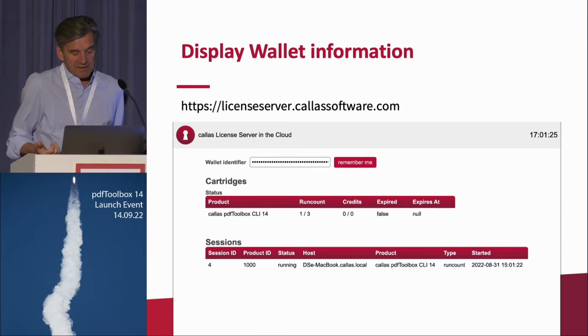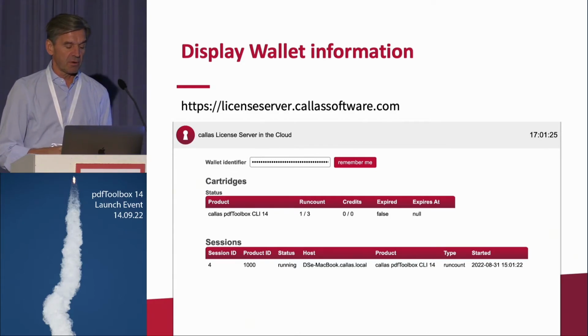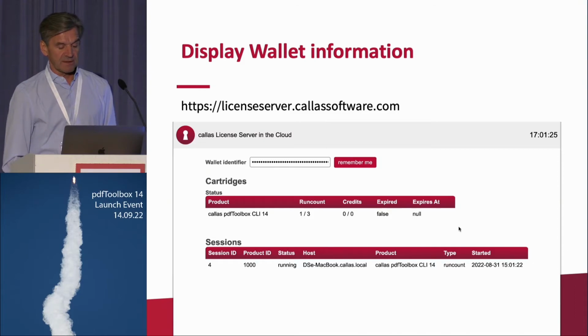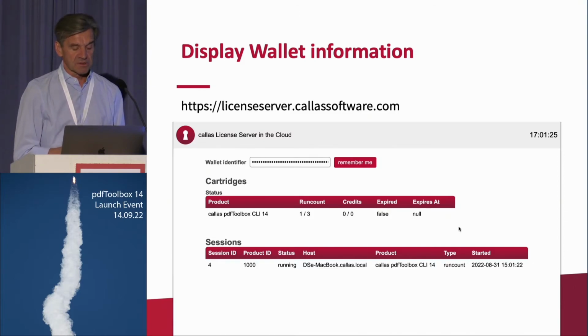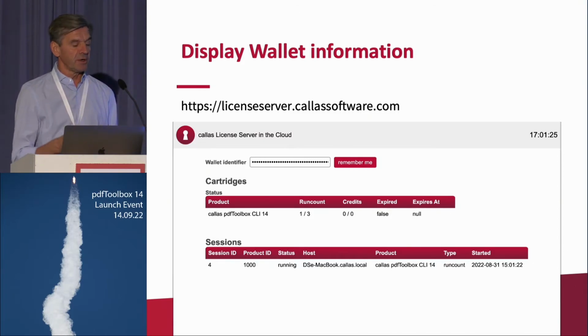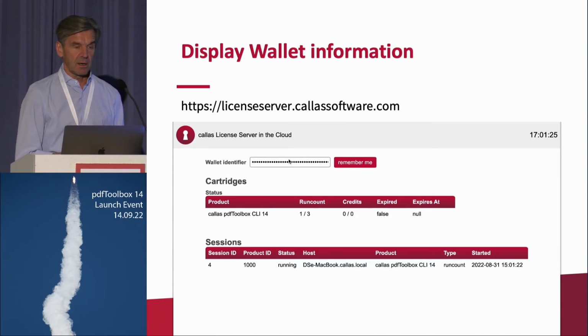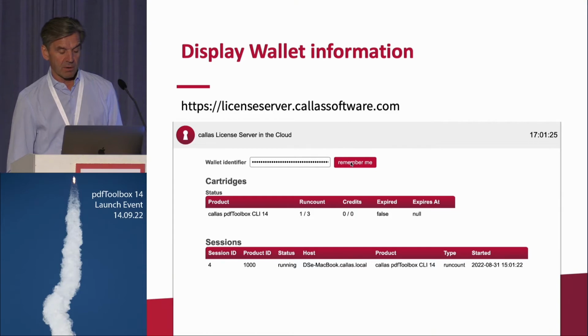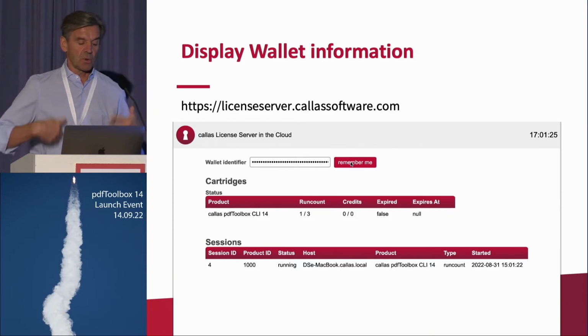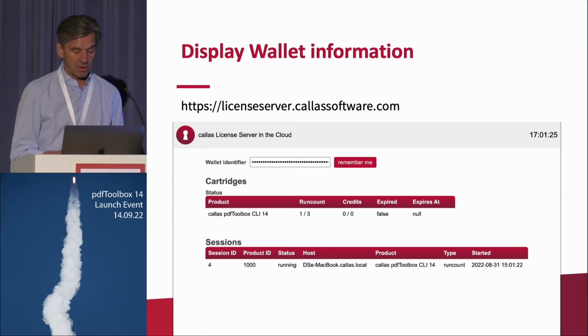That's it, basically. A few additional things. So if you would enter licenseserver.callassoftware.com in your web browser, you would see something different. You can monitor what is in your wallet. In order to do so, you would also have to enter your wallet ID here, which you can remember on your system so that you don't have to re-enter it all the time.